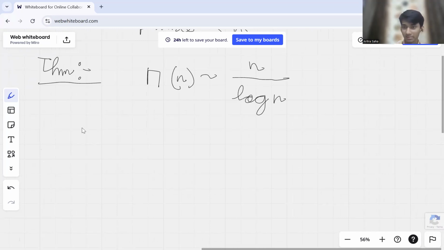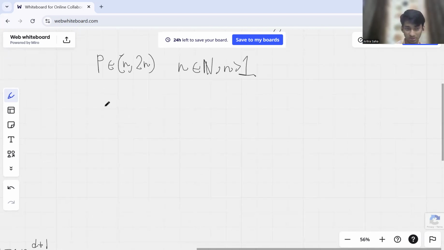You all know what Bertrand's postulate is, right? There must exist a prime between n and 2n for all natural numbers n greater than or equal to 1. This is Bertrand's postulate, which is proved.